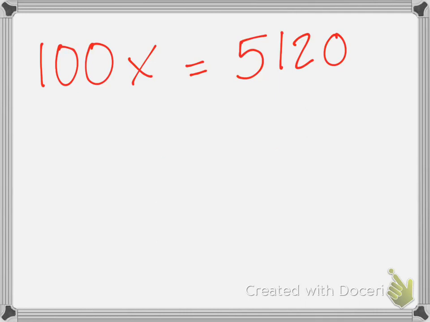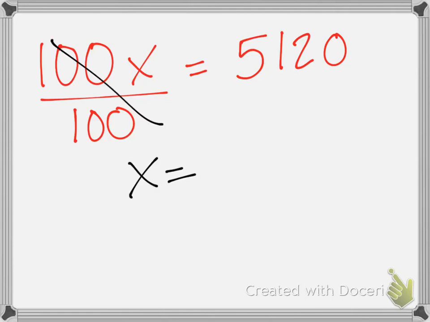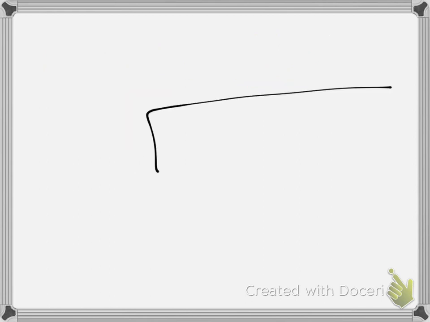What we're going to be doing is to get our x alone, we want to divide by 100. Because what's 100 divided by 100? It's 1. So it goes away and we would get x equals. We have to do the same to both sides. Now, there's two ways that we can do this.